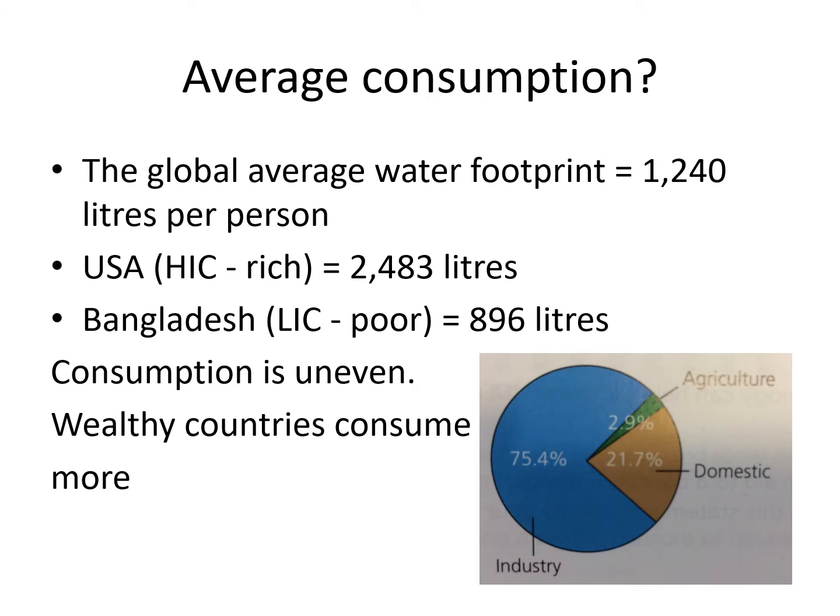The global average water footprint is 1,240. So I guess I'm slightly over average, which isn't good. This is interesting though. The second bullet point there, the USA, so that's a rich country, a high income country, they use 2,483 litres on average every day. It's a hell of a lot of water. Bangladesh, a poor country, more like 896 litres. So what we can see from this slide is that consumption is uneven. Around the world, richer countries tend to use more water than poorer countries.